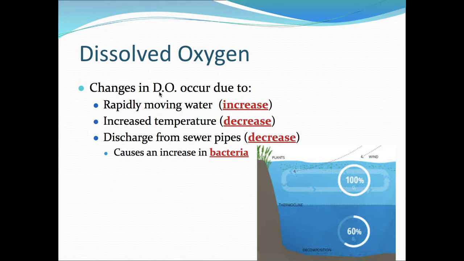Changes in dissolved oxygen can happen if water is moving really fast. That will increase the oxygen. So typically near the surface where you have wind sort of stirring up the water, that helps. Increased temperature, if it gets hotter, the oxygen goes down because the oxygen wants to leave the water and go back into the air. And things like discharges from sewer pipes are going to decrease the oxygen because they cause an increase in bacteria. That bacteria is breaking down the stuff from the sewer and it sucks up all the oxygen.